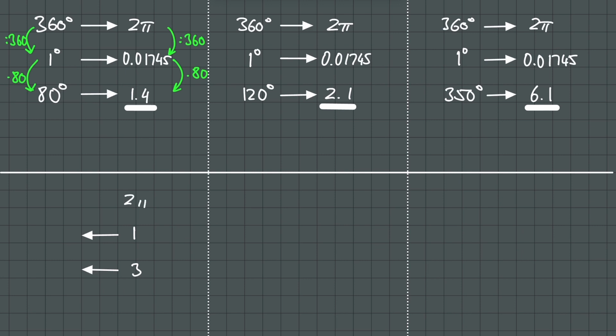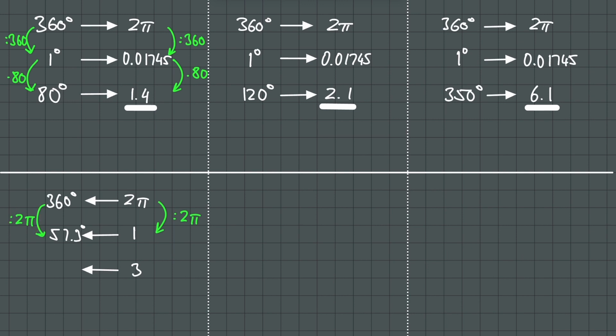We know that 2 pi is equivalent to 360 degrees. Now, how can we go from 2 pi to 1? We just divide 2 pi by 2 pi, which is 1. So we also have to divide 360 by 2 pi, which is approximately 57.3. By the way, when typing this into the calculator, you have to put a parenthesis around 2 pi.